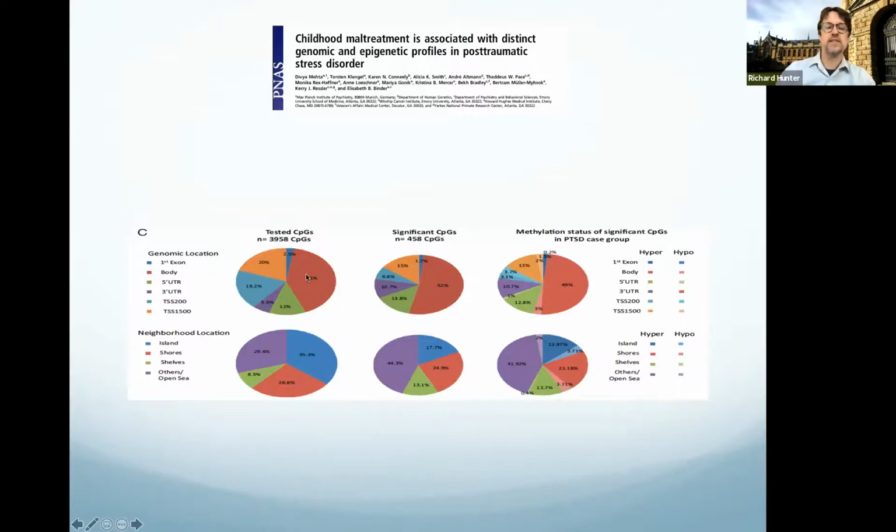But you can see here basically, all of this is just the number of sites that they found that were different. And then the different colors indicate the location within the genome. So if it's red, it's within the gene body. If it's blue, it's within the first exon. And then these are for more distant elements of the genome, or non-coding areas of the genome.